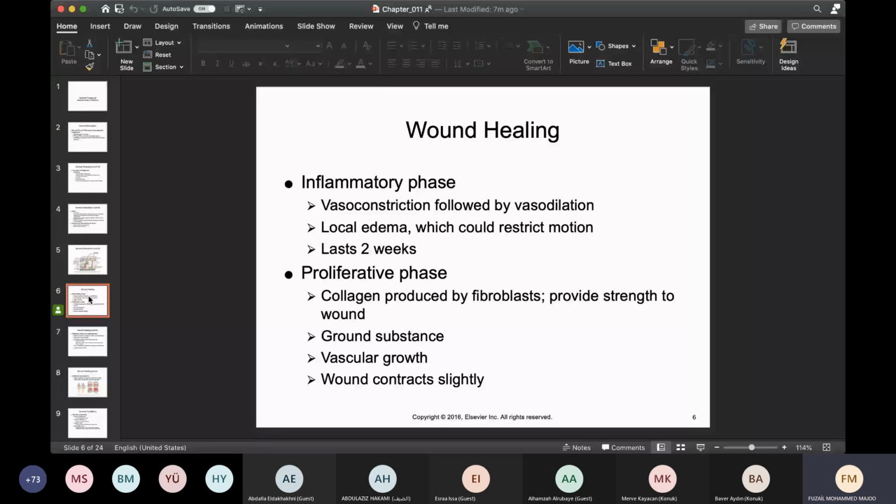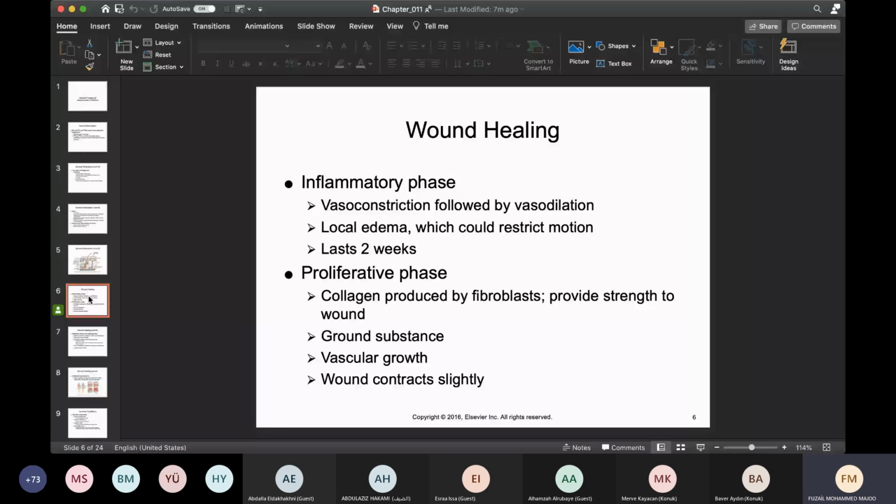In the second phase, you want to continue what you're doing in the first phase, but you can add to that stretching, strength training, as well as endurance. Again, you have to be cautious of the wound. Skin is very fragile.